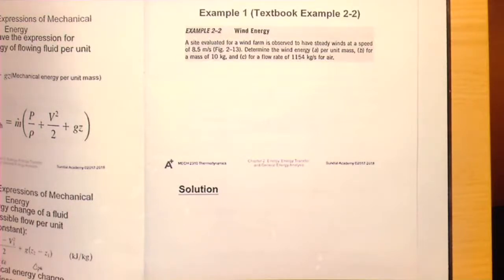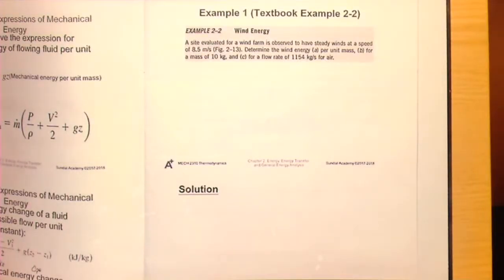Let's move on to an example about mechanical energy. Here we have example 1 about wind energy. So that is a site evaluated for a wind farm. It is observed to have steady winds at a speed of 8.5 meters per second. Although there was a figure originally in this question, the figure is not necessary.